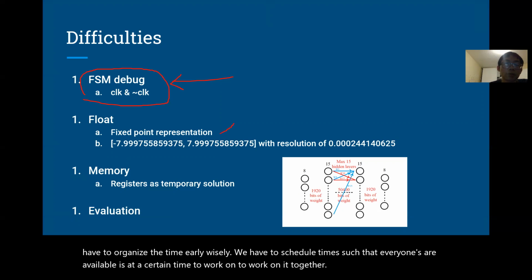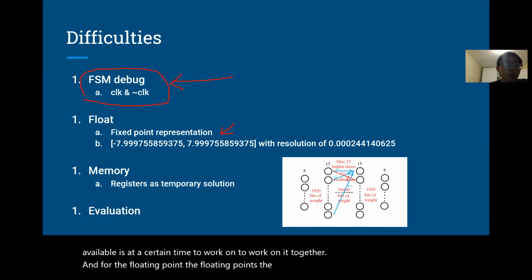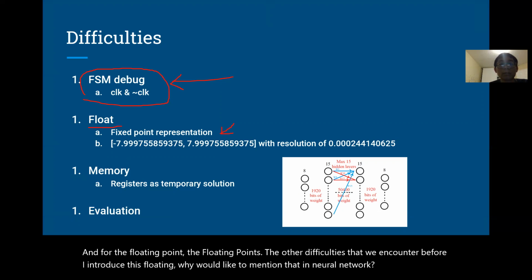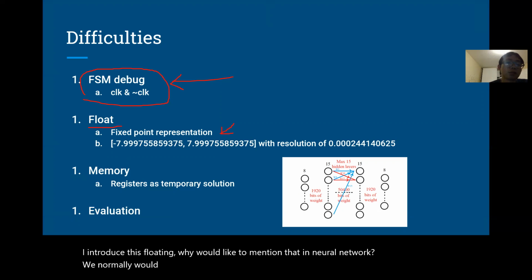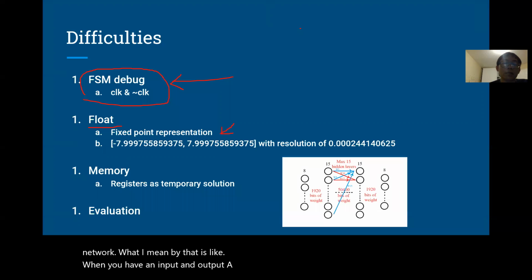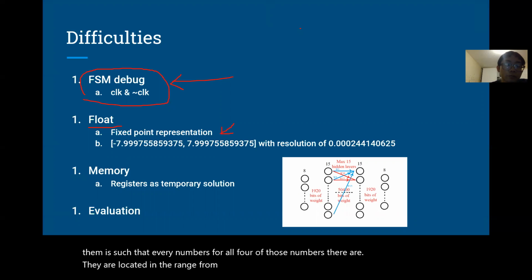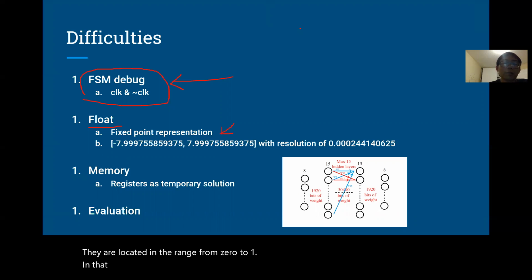And floating point is the other difficulty that we encounter. Before I introduce this floating point, I would like to mention that in a neural network, we would like to normalize the inputs and the outputs. What I mean by that is, when you have a set of inputs and outputs, you would want to rearrange them such that all of those numbers are located in a range from 0 to 1. In that case, we need a pretty good way to represent floating numbers.